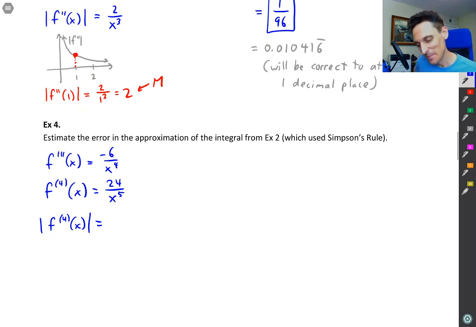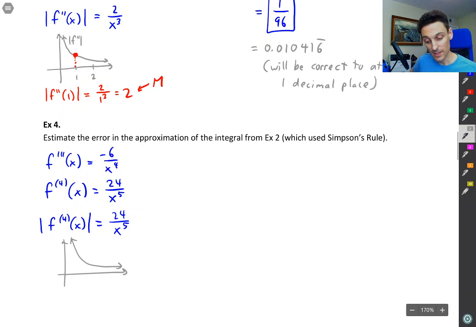Okay, so here the absolute value, at least on the interval from x equals 1 to x equals 2, the absolute value of the fourth derivative will still just be 24 over x to the fifth, because our x values are going to be from 1 to 2 there, and everything's still positive on that interval. So the absolute value bars don't really do anything. So what we'll do is we'll draw a quick sketch of 24 over x to the fifth, which, again, the main thing is that we just need to know that it falls as you go to the right.